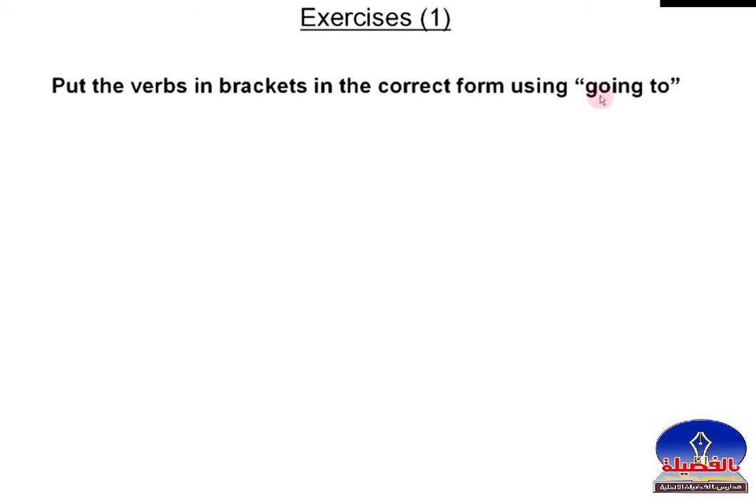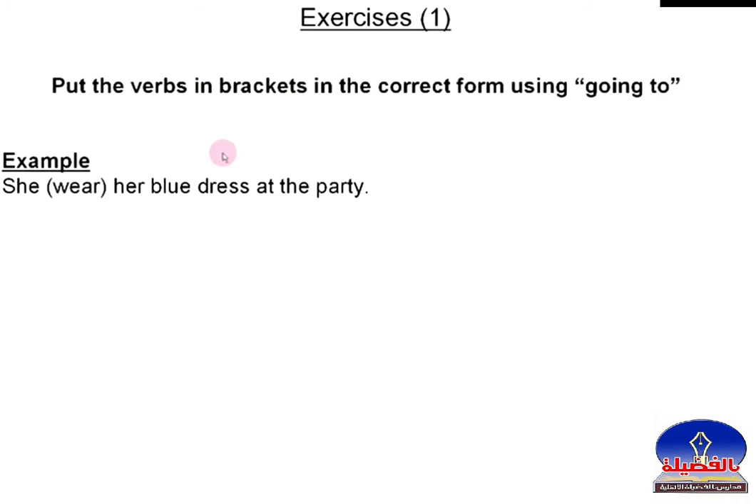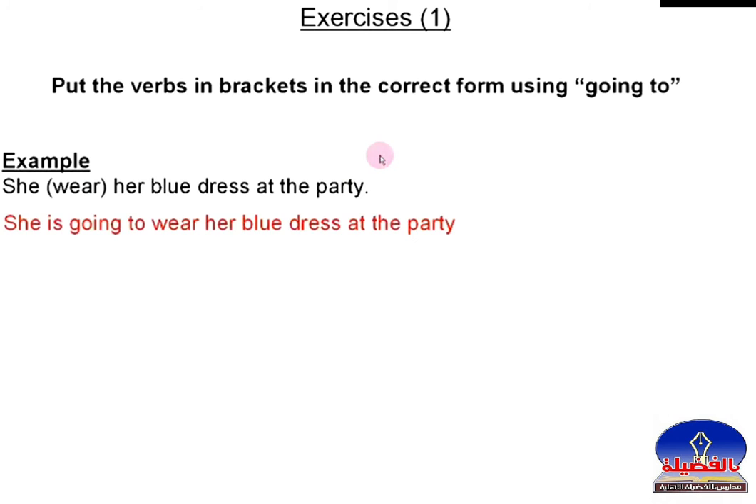So the first one, I would like you to put the verbs in brackets in the correct form using going to. So this is the question. And for all of these exercises, the verb in brackets, so these are the brackets, I want you to put this verb into the going to form. So the answer here would be, she is going to wear her blue dress at the party. So you'll get 10 seconds.